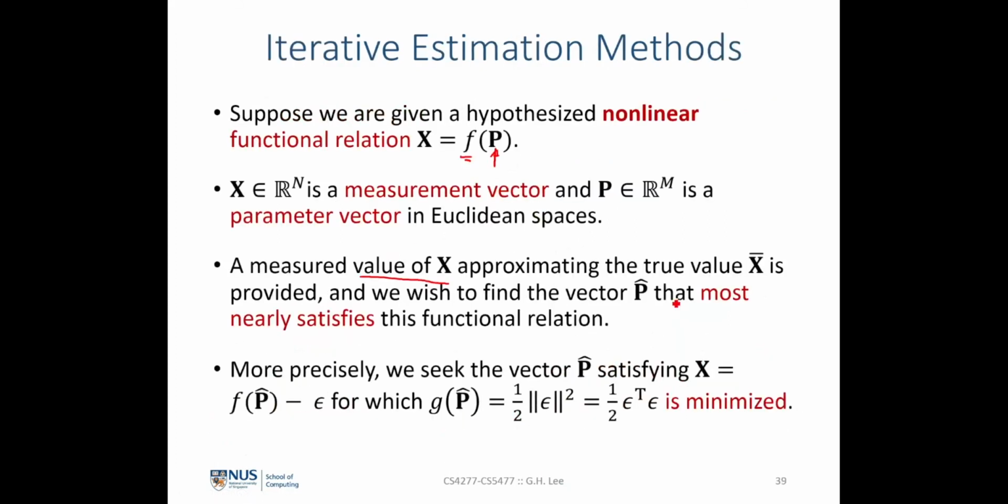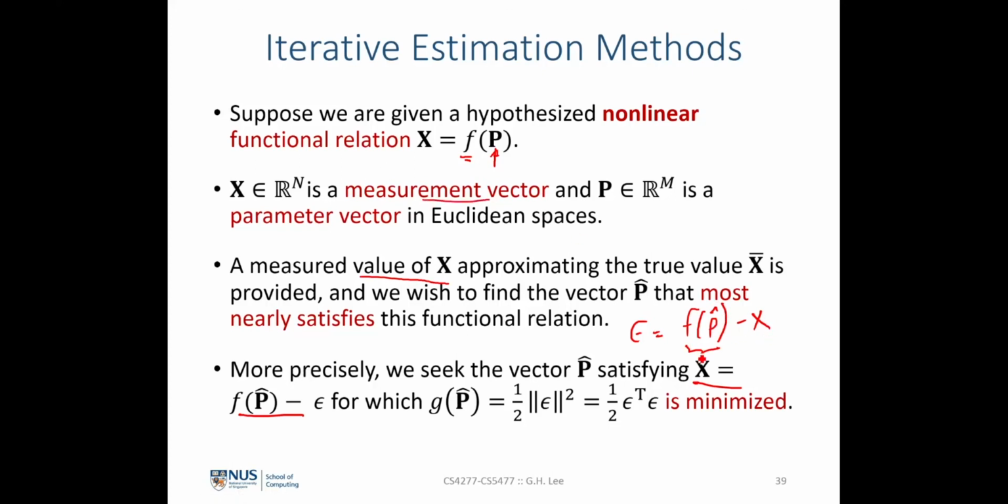And we want to find this particular vector over here that best satisfies this relation, x equals f of p hat minus epsilon, where epsilon is the error between x and f of p. So we can rewrite this relation as epsilon equals f of p hat minus x. Since f of p is what we predicted from the parameters that we wish to optimize over, and x is a measurement vector that we have defined earlier on.